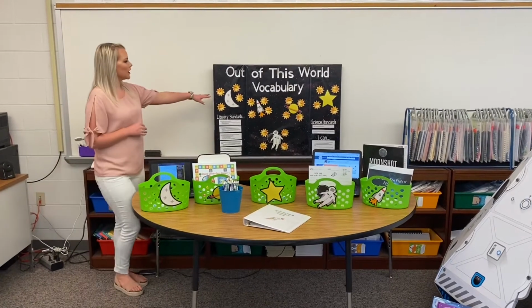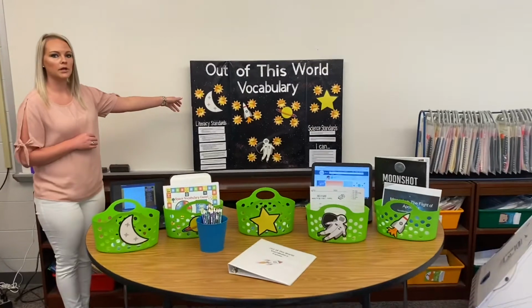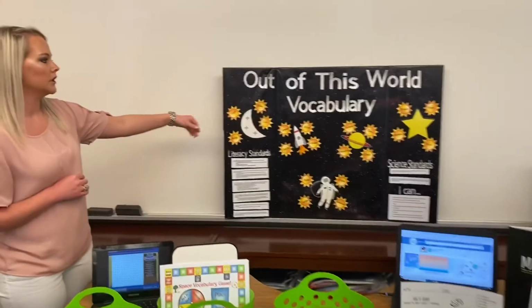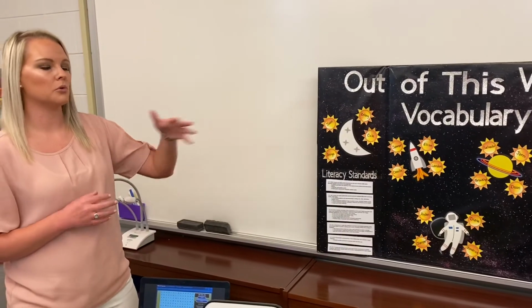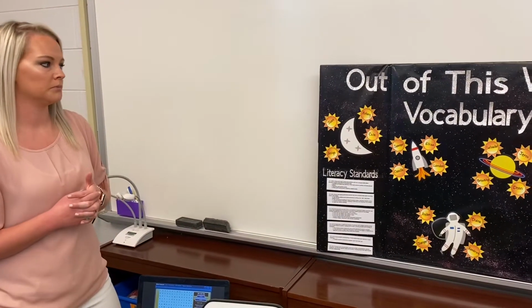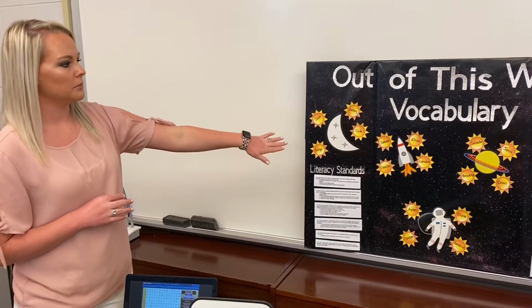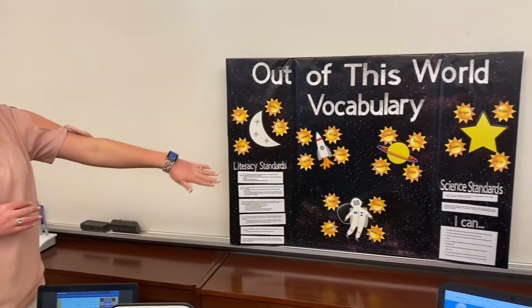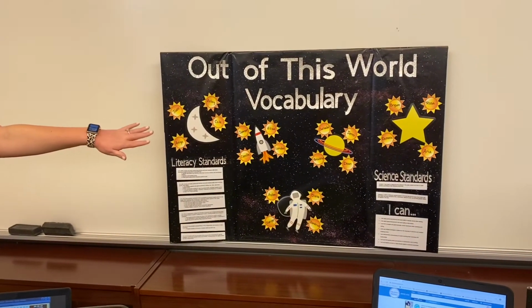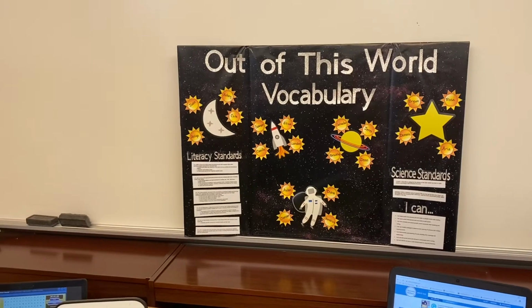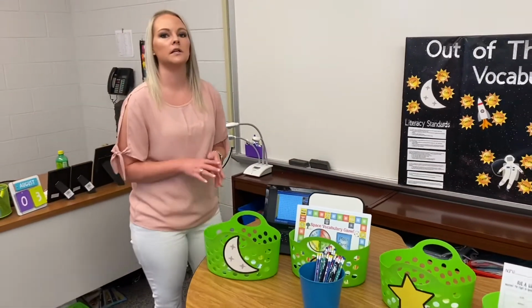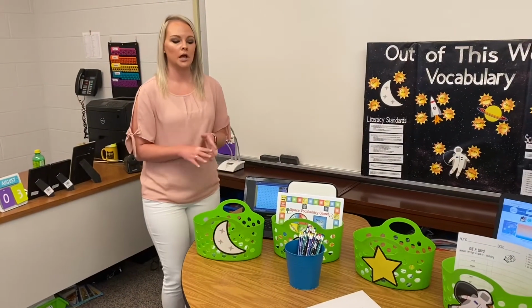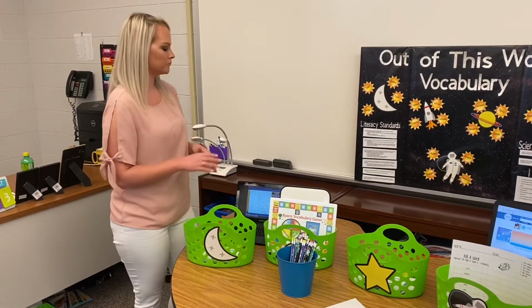My groups are heterogeneously grouped, which means there's one high, two middle, and one low. And these are Velcroed on so they can easily be moved around from group to group, or the groups can be changed if needed. As you can see, we have a moon group, a rocket ship group, an astronaut group, a planet group, and a star group. And these correspond with the baskets that they will pick up with their materials. So this way students can easily see which group they're in and what materials they need for the day.